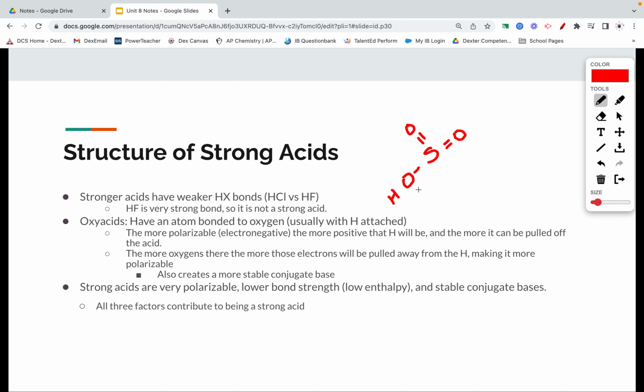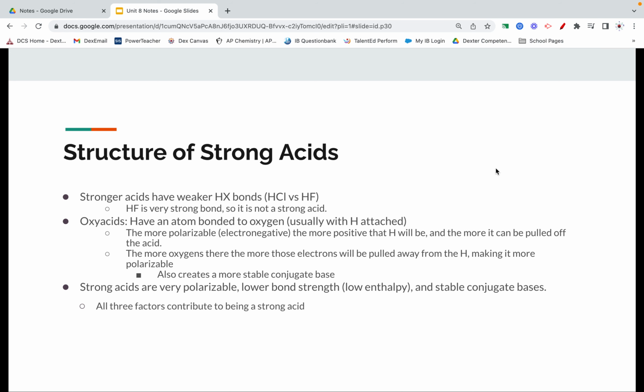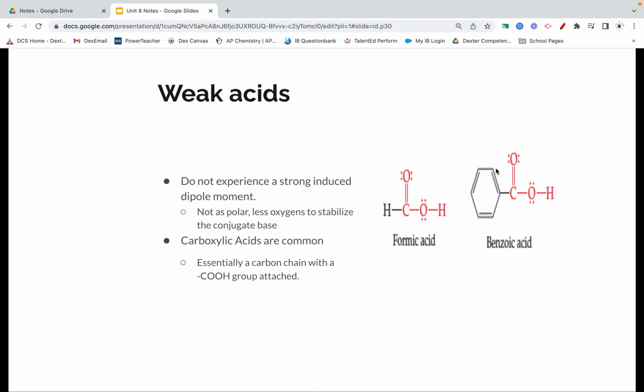So strong acids are more polarizable. They have a lower bond strength, so they have a low enthalpy, and they have really stable conjugate bases. And so those are the three things that contribute to being a strong acid. Weak acids are definitely not going to have as much of a dipole. They're not going to be as polar. There's fewer oxygens to stabilize that conjugate base. And so a really common weak acid that we deal with is carboxylic acids.